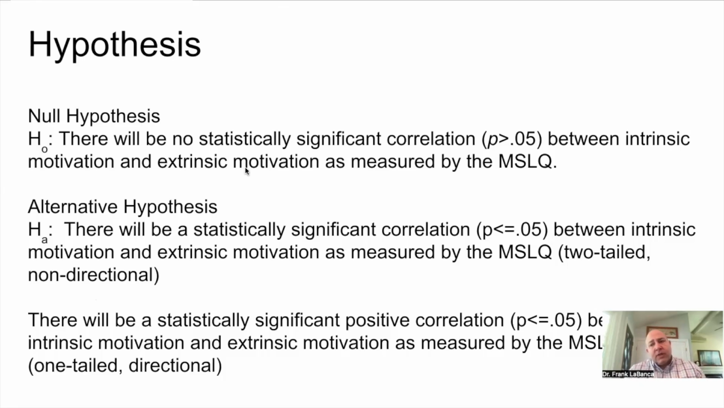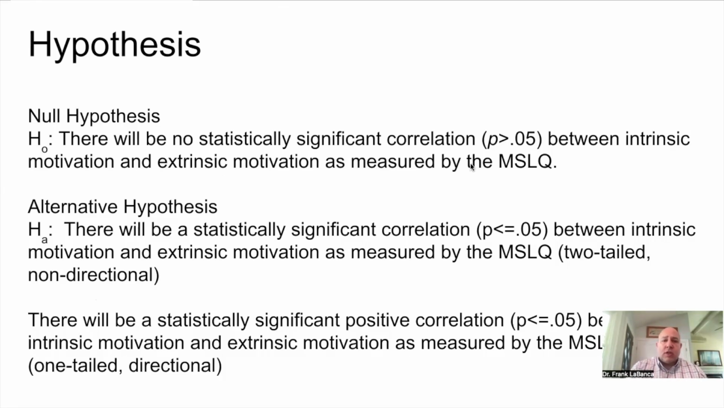I will show you exactly what these look like data-wise and how we analyze them for the correlation in video number 3. So there will be no statistically significant correlation, p less than 0.05, between factor one, X, and Y: intrinsic motivation, extrinsic motivation, as measured by the instrument that's being measured. So you can see the language is very straightforward. The only place you're going to be changing is the variables and then what you're using to measure those variables.